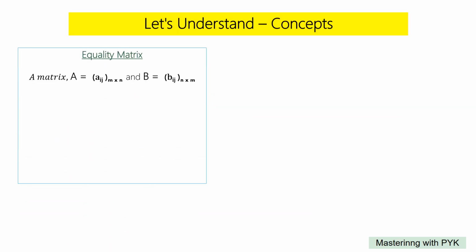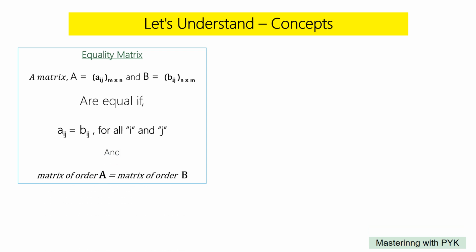Equality of matrices. When matrices A and B are such that the elements Aij and Bij are the same and the order is also the same, they are equal if Aij and Bij are equal for all i and j. The order of matrix A has to be equal to the order of matrix B. Equality can be defined only when the orders are the same.